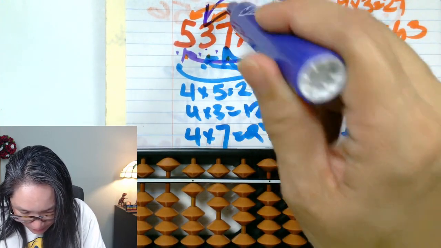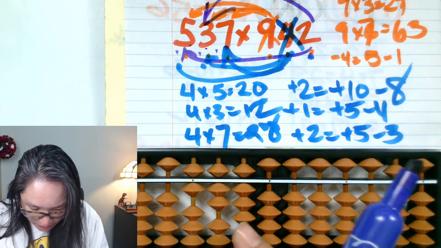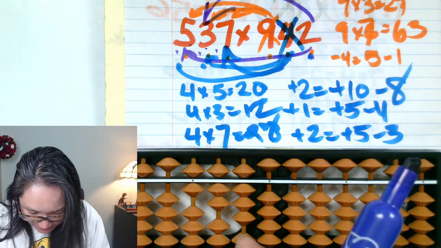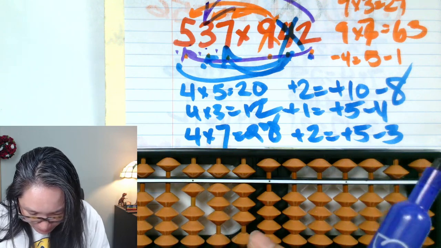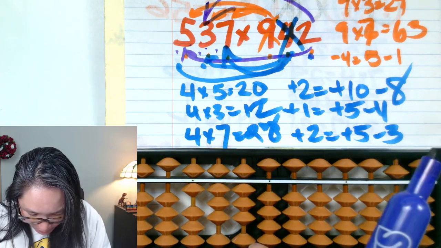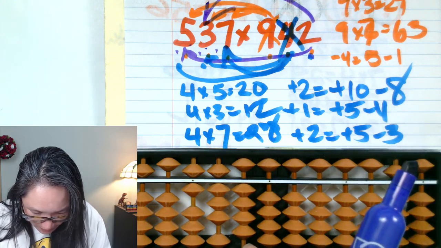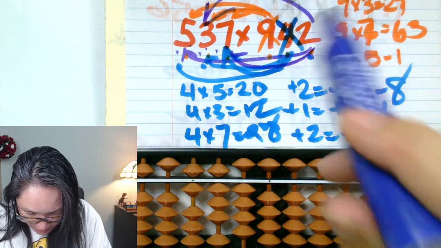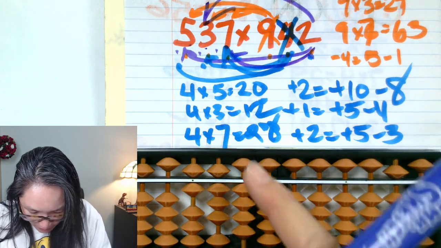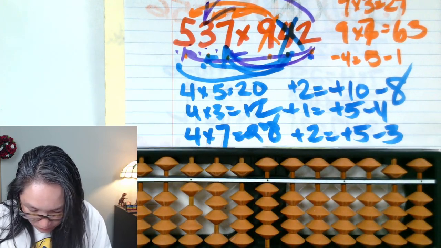2 times 3 is 6. 6 is a single digit. I go back 1 column, I add 6. Add the 6 plus the 10 minus the 4. Minus the 4 is minus the 5 plus the 1. And then 7 times 2 is 14 plus the 1 plus the 4. Woo! Okay.